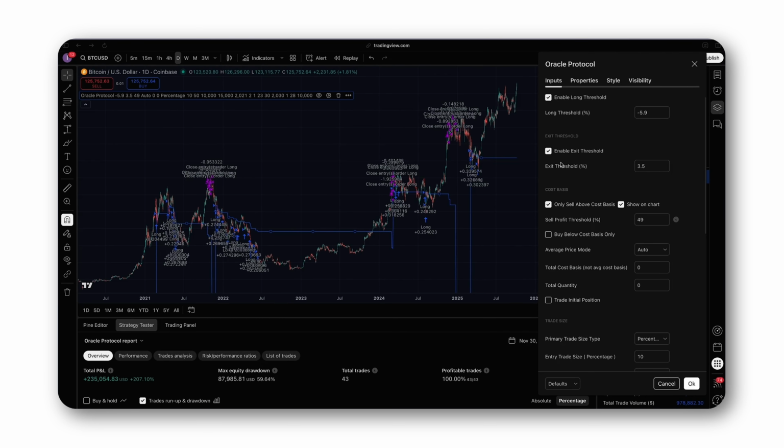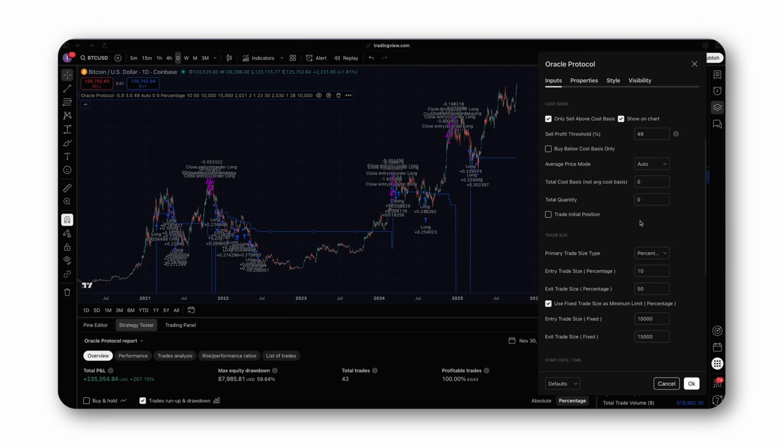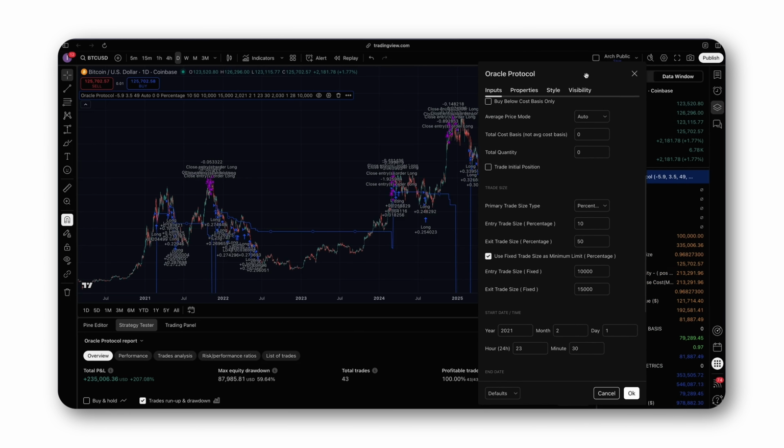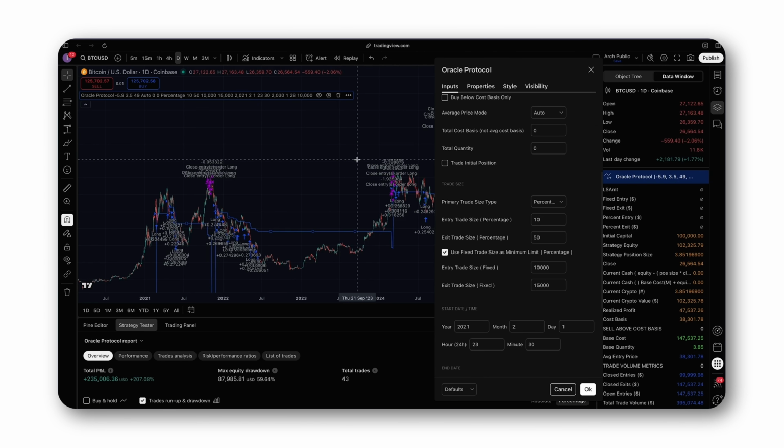The settings that make this a swing trader are the sell profit threshold. I have this at 49%, and the exit trade size is set at 50%. So what we're doing here is every time we get a sell order, we're selling off half of whatever our accumulated position is. So we see this really come alive during this first leg up out of the consolidation of that long bear market here. And you notice that the cost basis line drops down, meaning we've sold off a lot of our position that we've accumulated down here.